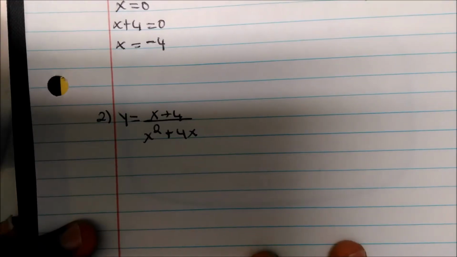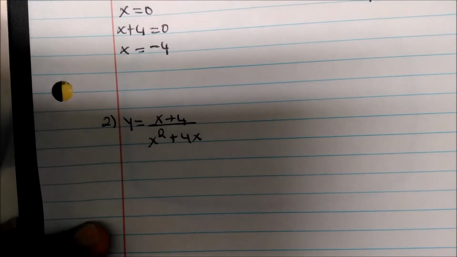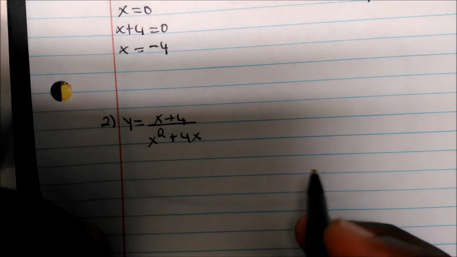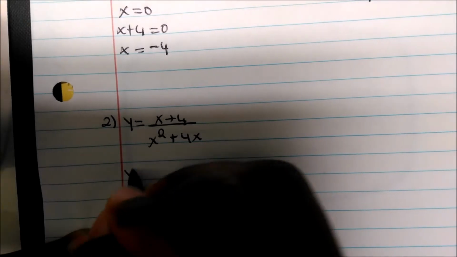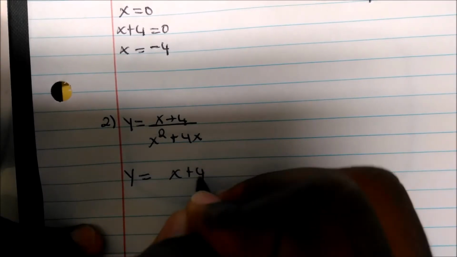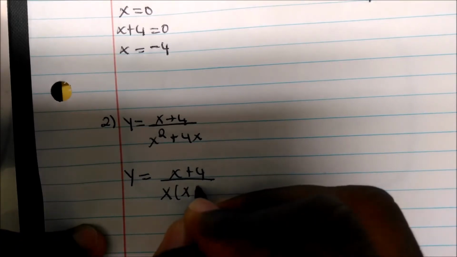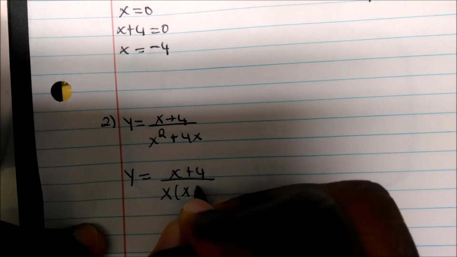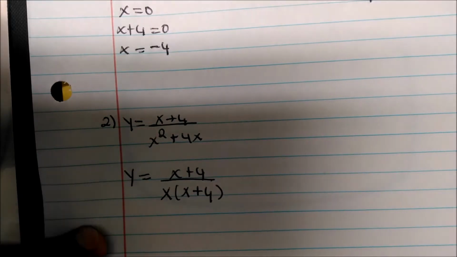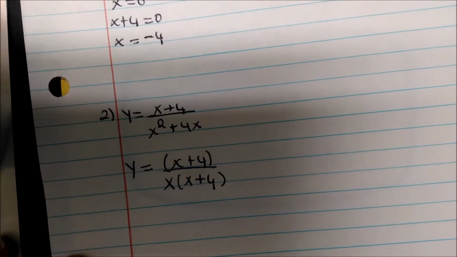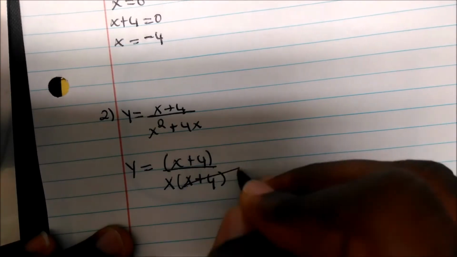Now let's look at number 2. Again, I'm always going to factor completely, and I'm going to show you why. X plus 4, and this is now what? Factor out an x, so this is x squared plus 4. Yes. Now look at this. Can I cancel something? Yes, obviously. These cancel.